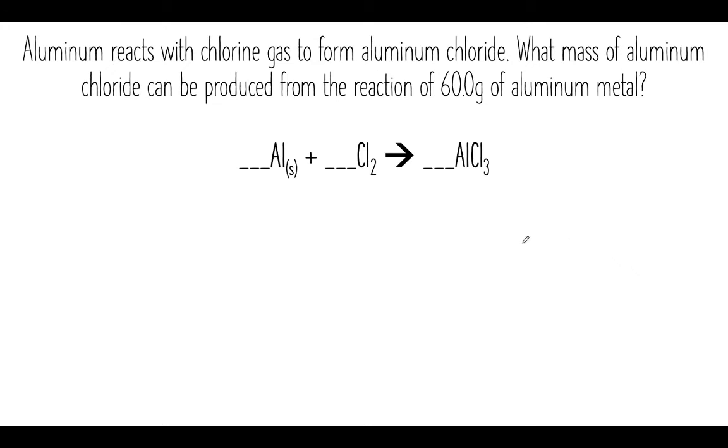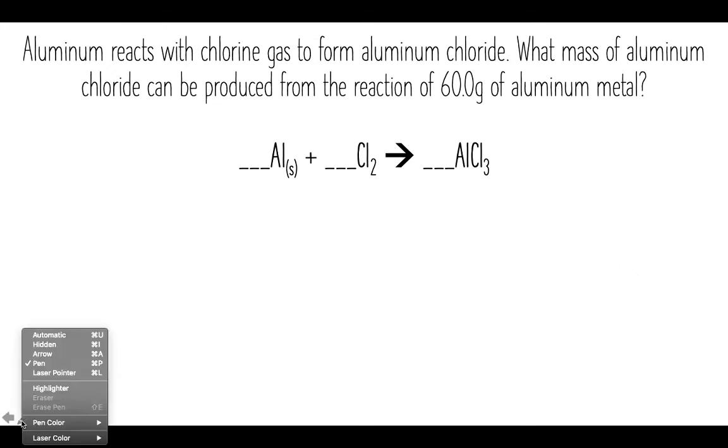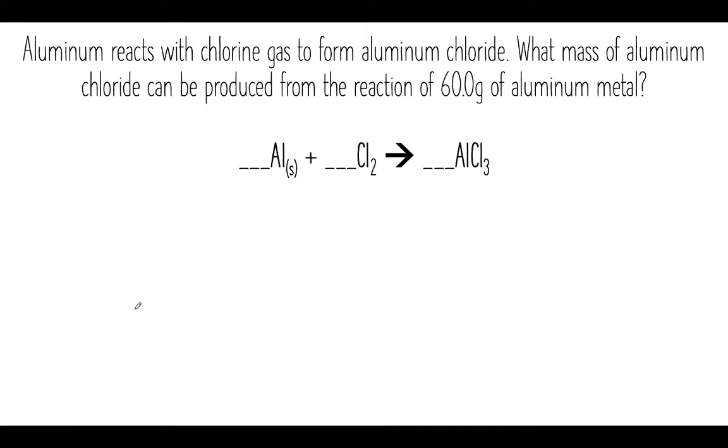All right, let's try a second example. If you want to pause the video and give it a shot yourself, and maybe you can come back when I'm taking it up. As I've mentioned earlier, the first thing we have to do is balance out this reaction. So let's write in our coefficients. So you should have 2Al, 3Cl2, and 2AlCl3.